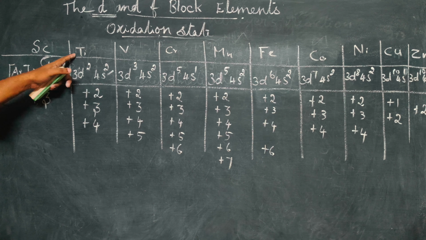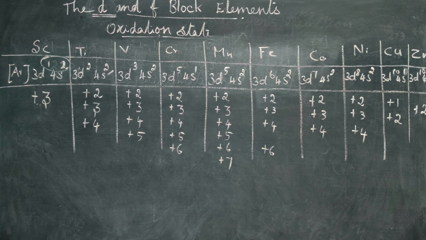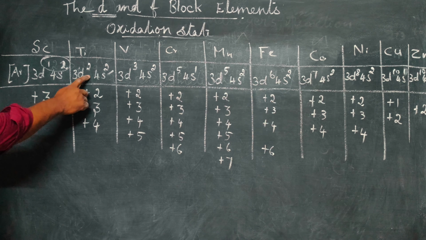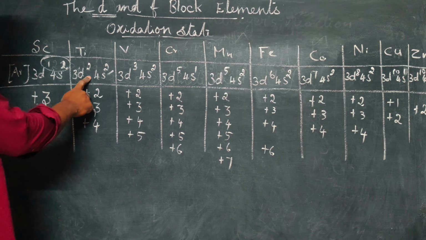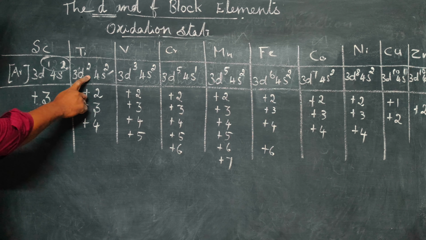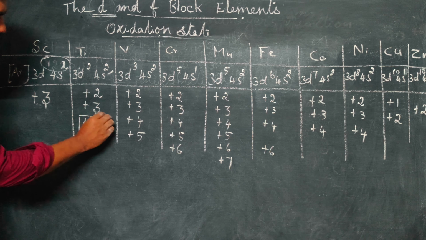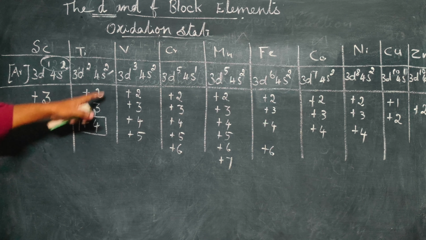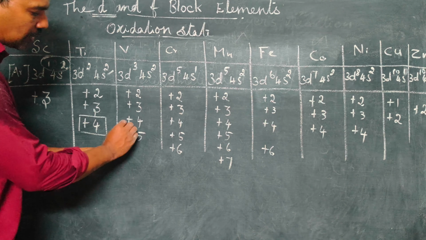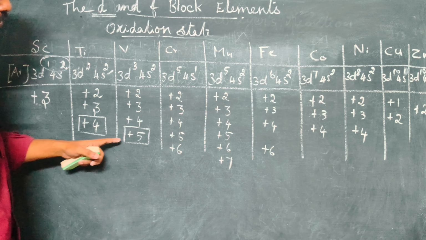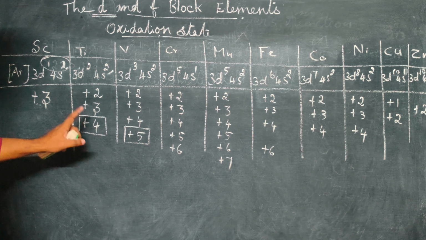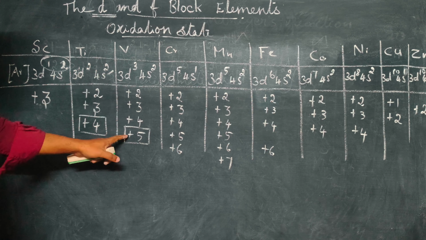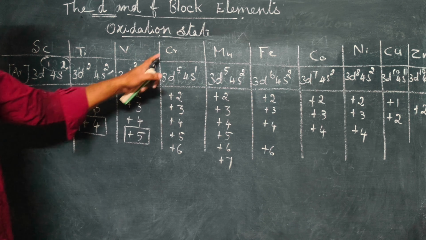Then the titanium, when it loses 4 electrons, will attain the electronic configuration of the noble gas argon. So +4 is a stable electronic configuration. Likewise, for vanadium, +5 is the stable oxidation state, although +4 is also an oxidation state.